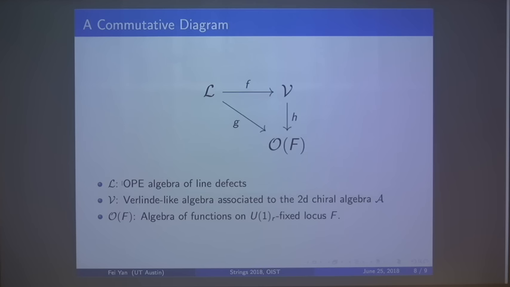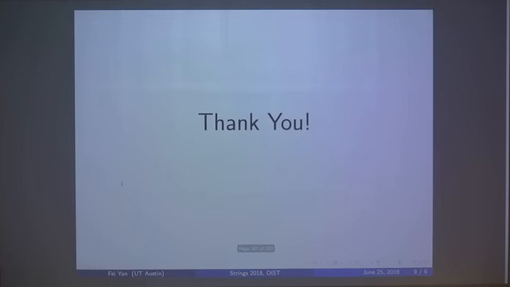This implies that there seems to be a localization computation for the line defect Schur index using the U(1)_R symmetry. And if your theory has a flavor symmetry, we get a family of deformed commutative diagrams parameterized by the flavor fugacity. If you want to know more details about this, please come talk to me during the conference. Thank you for your attention.